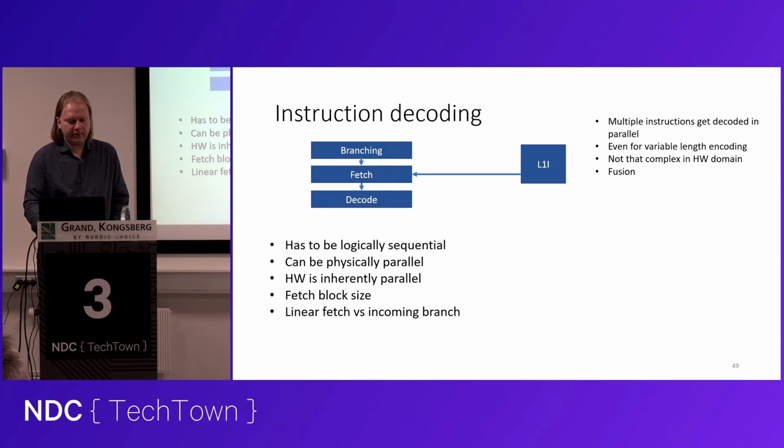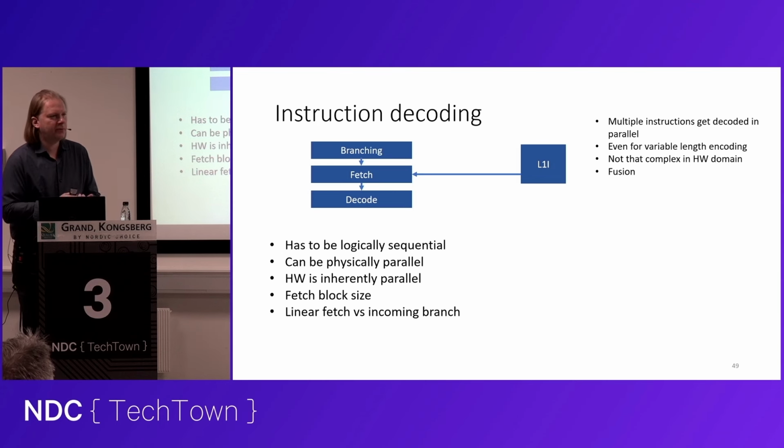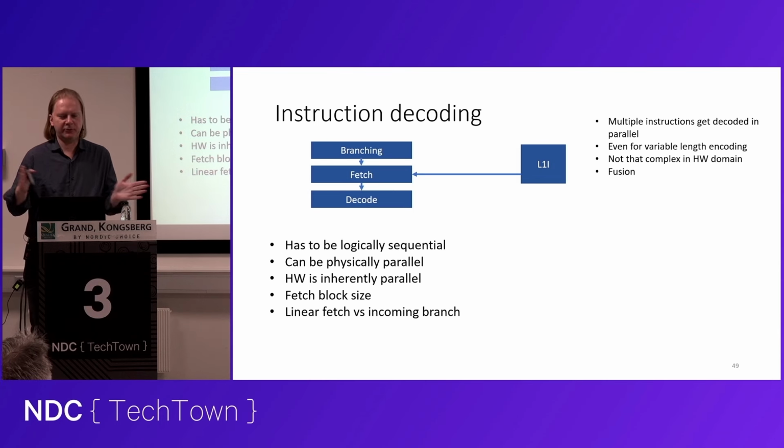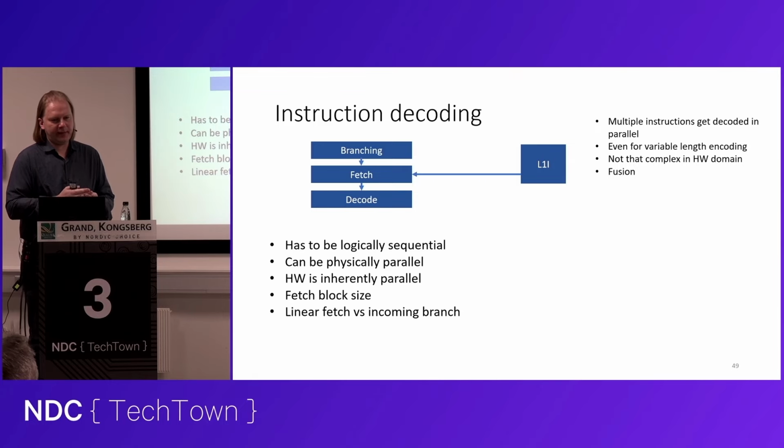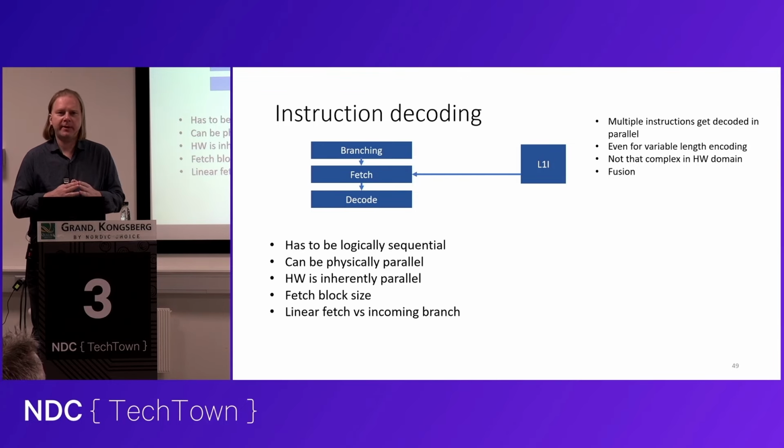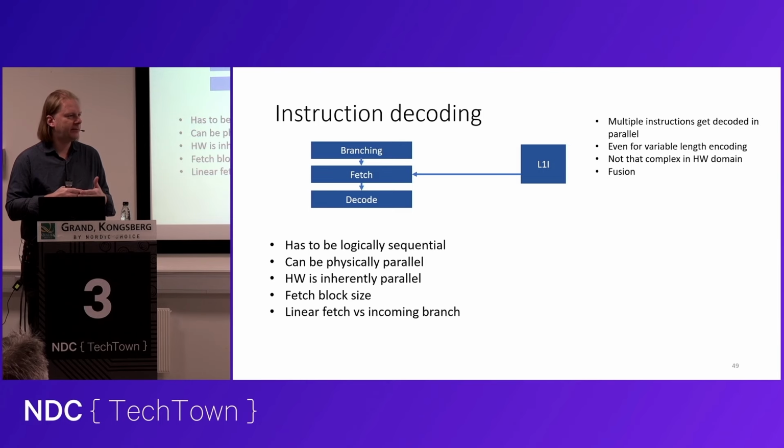Once we know what to fetch, we start reading from memory and start analyzing the instructions. It's actually quite a simple process. You read a sequence, you decode that sequence, and send it out. And well, the software domain is inherently serial. You have a sequence of instructions and you execute them sequentially.